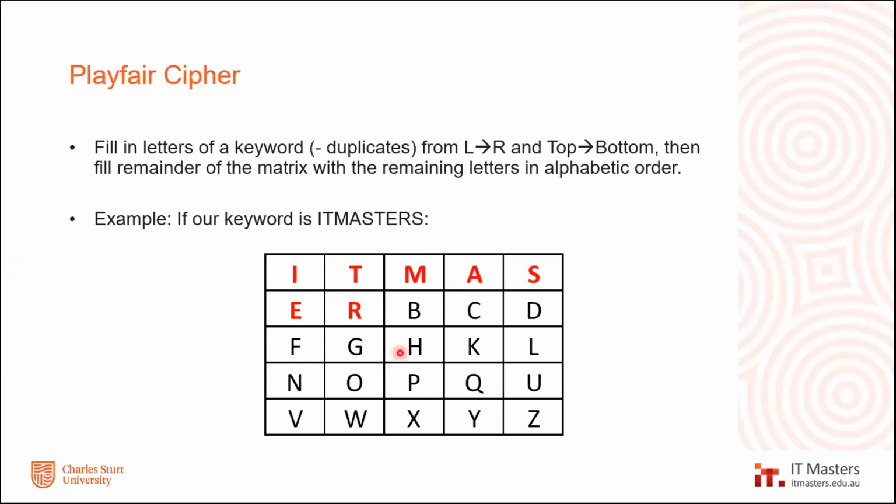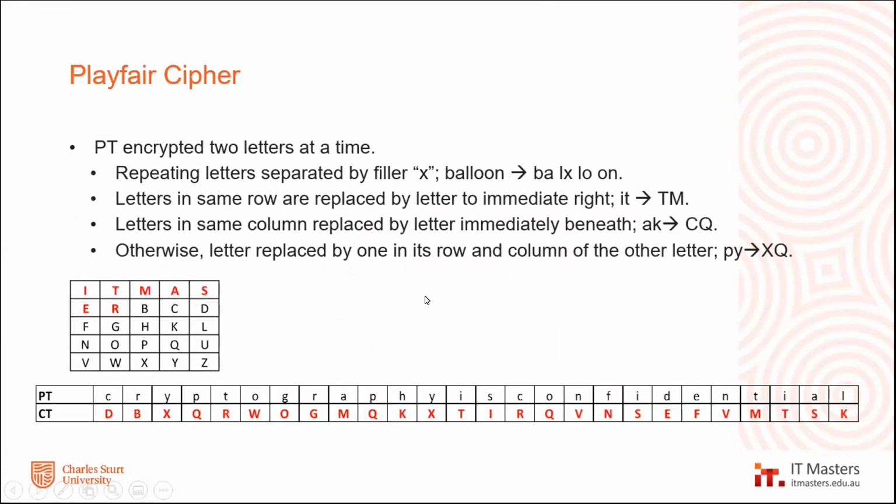We then write in all the other letters of the alphabet that haven't been used in the keyword in alphabetic order. So we're left with B, C, D, F, G, H, K, L, N, O, P, Q, U, V, W, X, Y, Z. And that is our Playfair square, or Playfair grid, that we use to encrypt our text. Then, to encrypt the text, we encrypt 2 letters at a time.